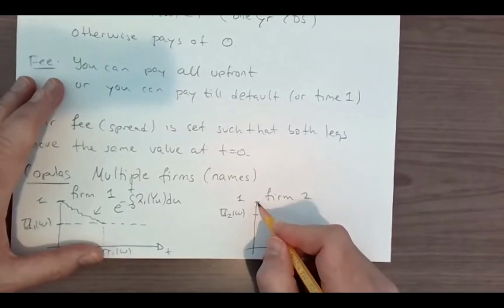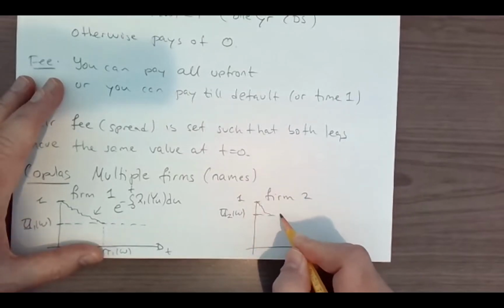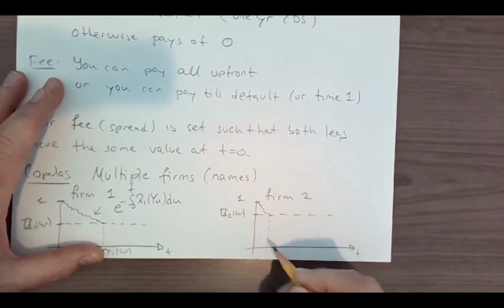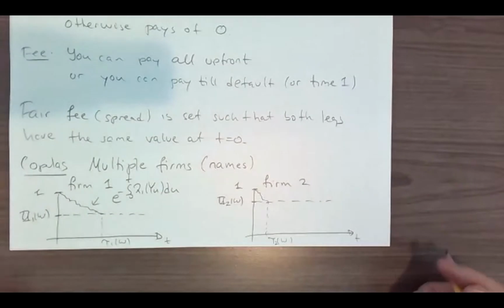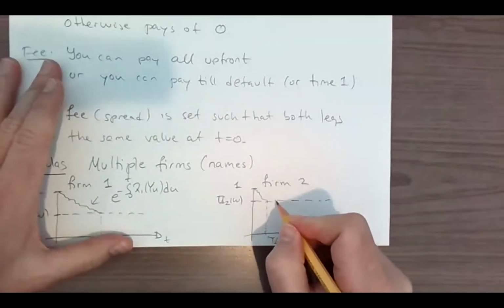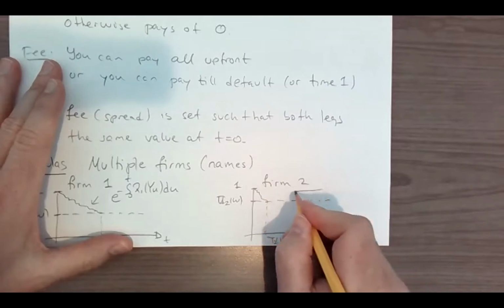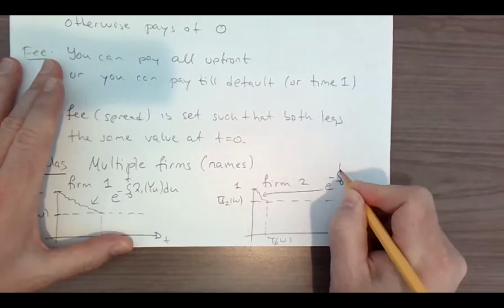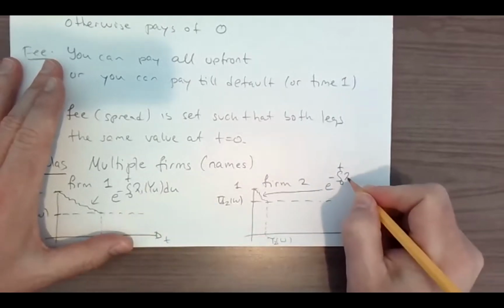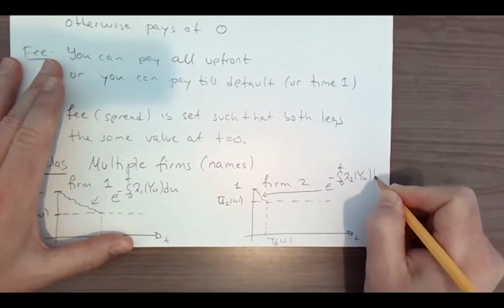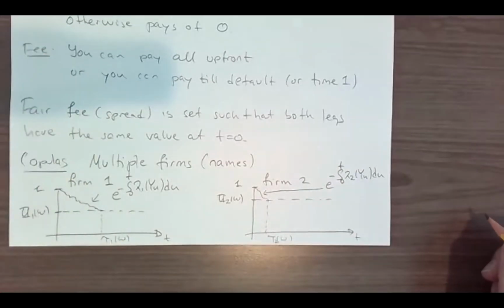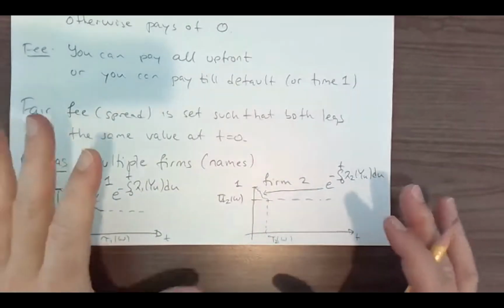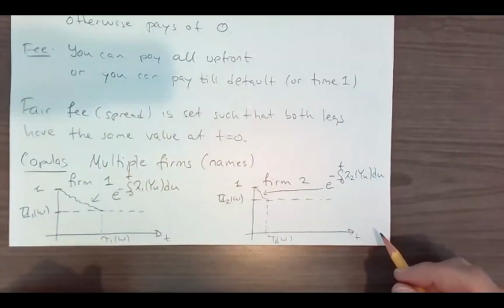And up here, you can see U2 is much higher. So firm number 2 defaults quickly. And in here you would again have the exponential function, but instead of lambda 1, you would have lambda 2 of y du. So you have a Cox model for each firm.